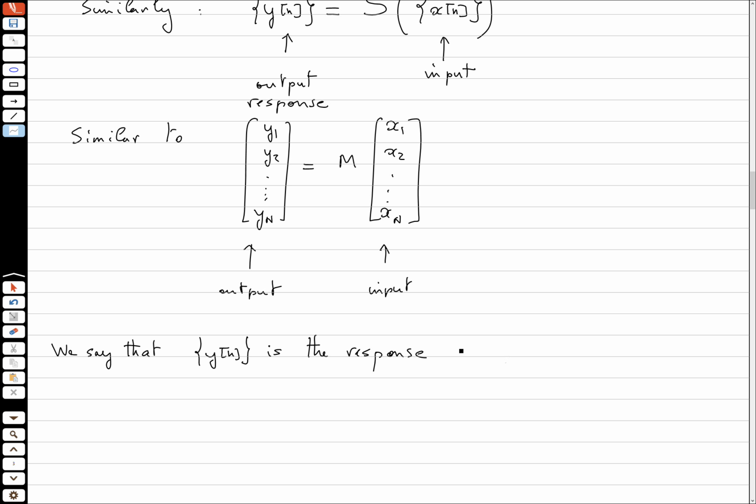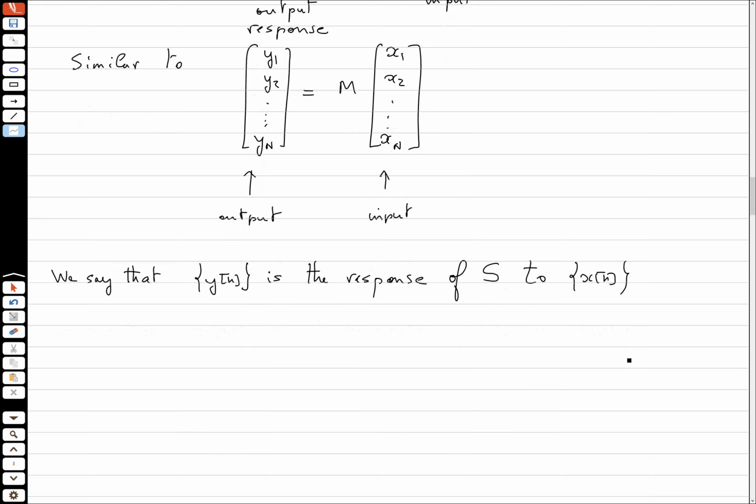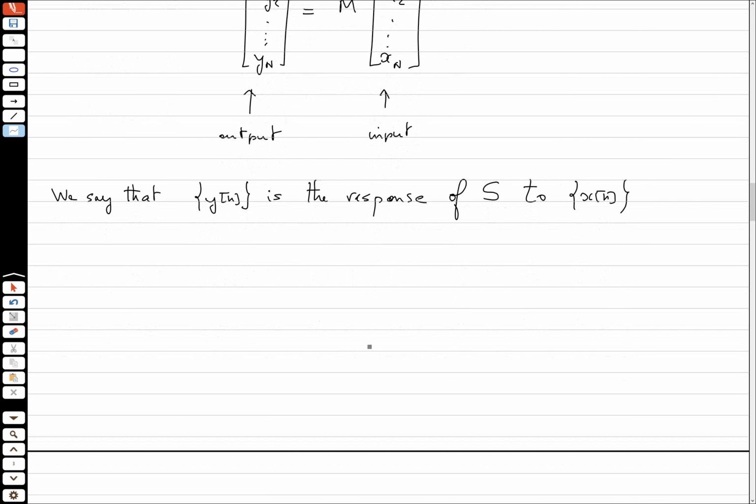All right, so we say y of n is the response of S to x of n. Okay, we are also saying that x of n is the input and y of n is the output, which is equivalent to saying that y of n is the response of S to the input. All right? The response of the system to something. Okay? Example, we are going to try an example.